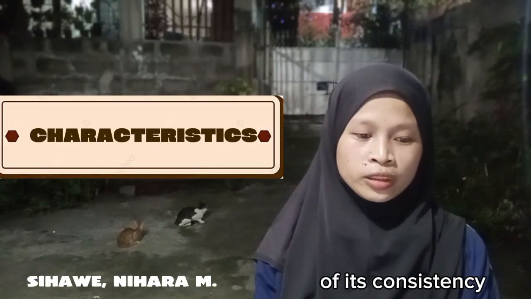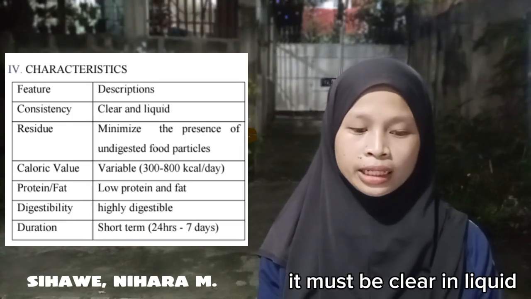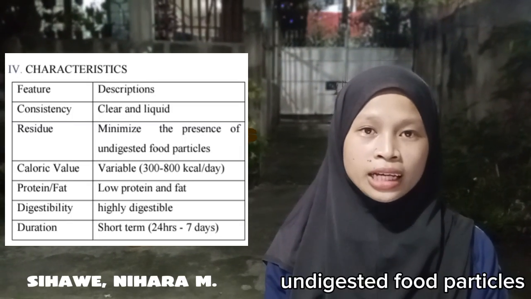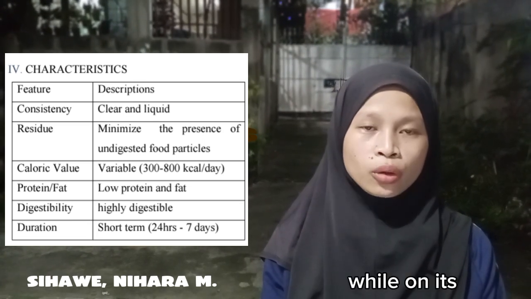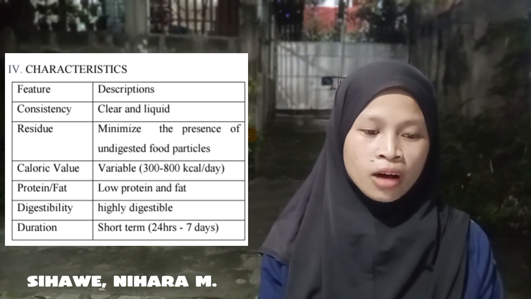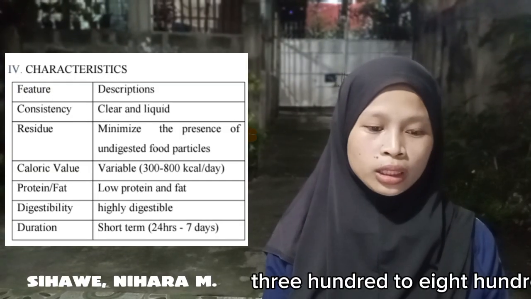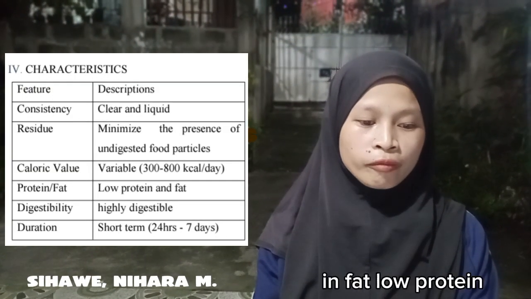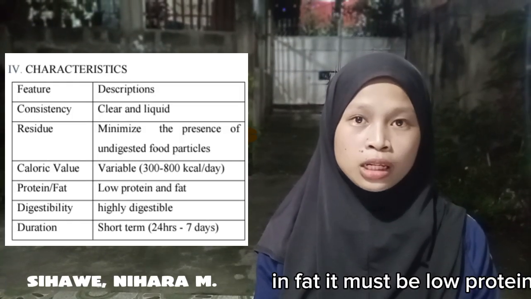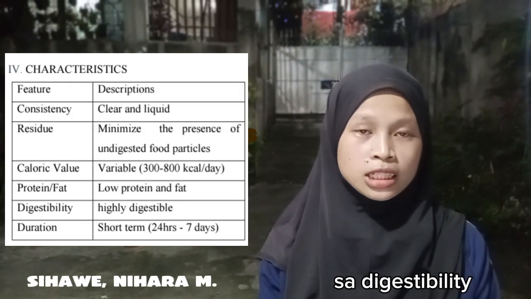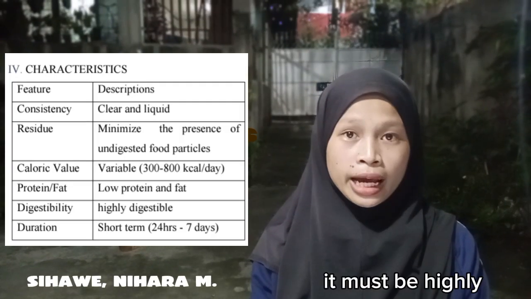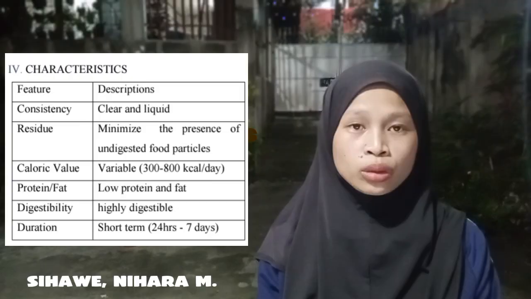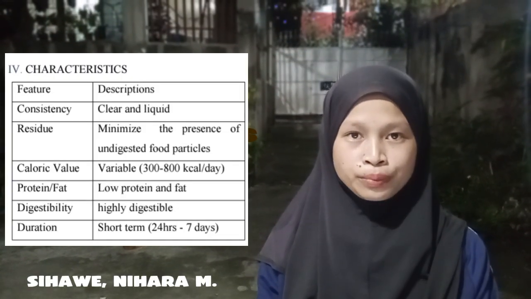For its consistency, it must be clear liquid. On residue, it must minimize the presence of undigested food particles. Its caloric value varies from 300 to 800 calories per day. It must be low in protein and fat. On digestibility, it must be highly digestible. On duration, it must be short term, 24 hours to 7 days.